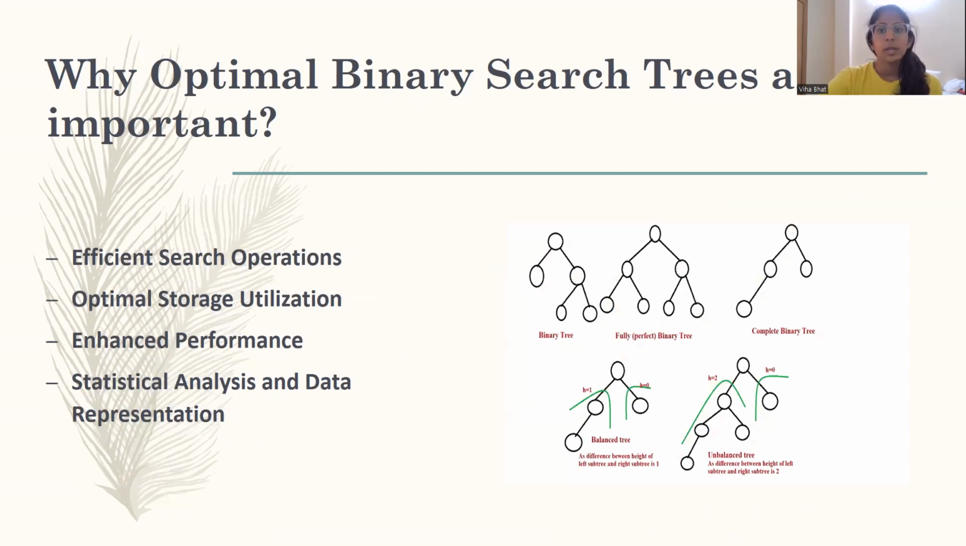So, why are binary search trees important? Firstly, they give efficient search operations. Secondly, optimal storage utilization. They have enhanced performance, and statistical analysis and data representation get easier with optimal binary search trees. In the picture, you can see a few examples of binary search trees: the perfect binary search tree, complete binary search tree, balanced tree, and an unbalanced tree.